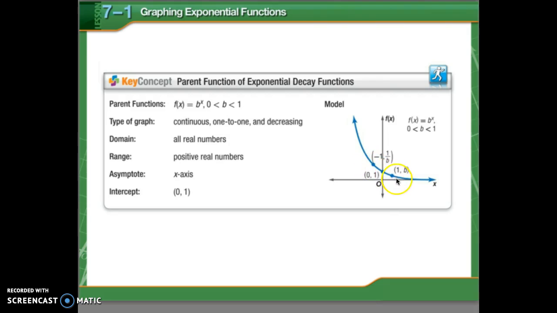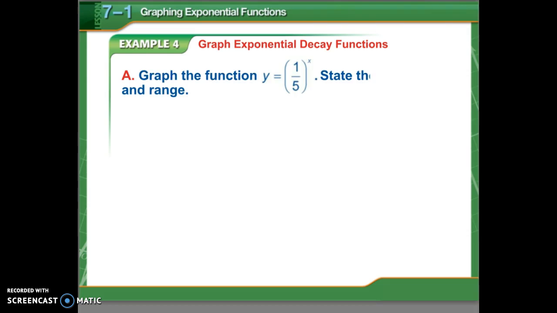Points along the graph: (1, b) is always a point, so whatever the b value is, that will be a coordinate point. For example, if it was 2 to the x, (1, 2) would be a point. Similarly, (-1, 1/2) would be another point that shows up on the graph. So let's apply this concept to looking at example 4 now.